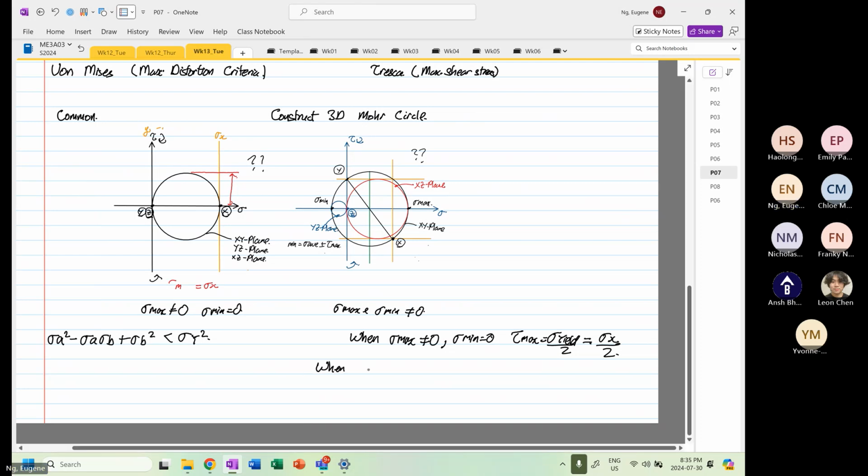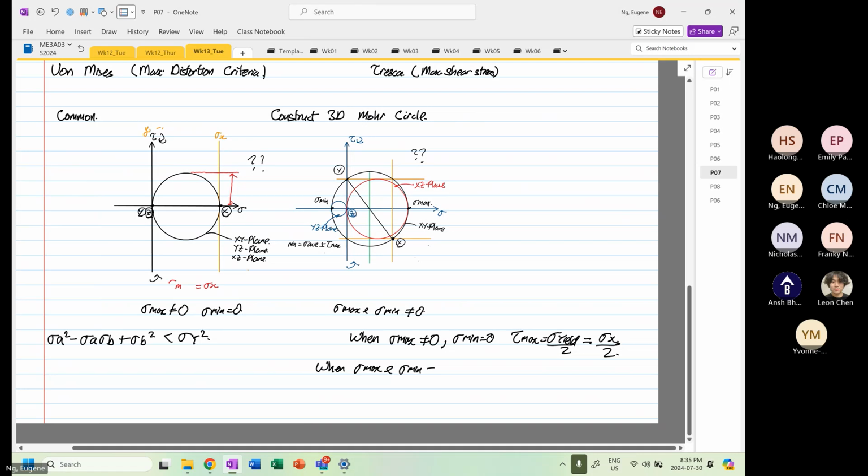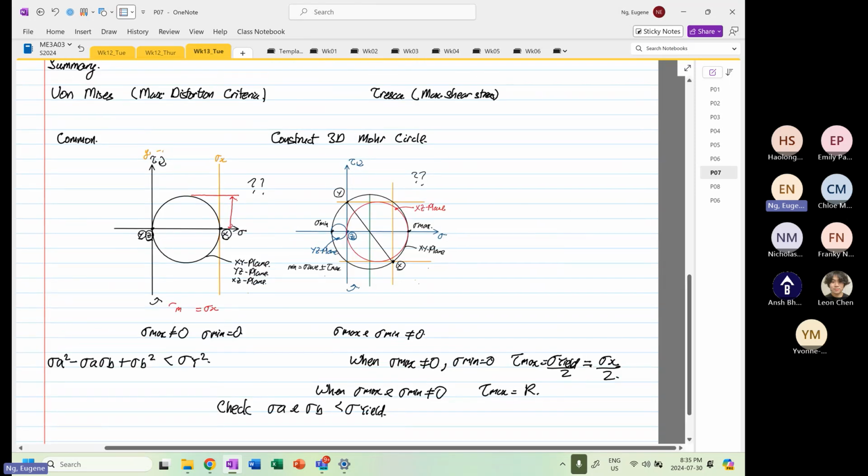Next one, when stress max and stress mean are not equal to 0, tau max is equal to the radius. That's it. Okay. And the common thing for both of them, when you finish, you have to check stress A and stress B must be less than stress U. Okay, for both of them is that. So this is in a nutshell what it should be. The thing is you have to construct what?